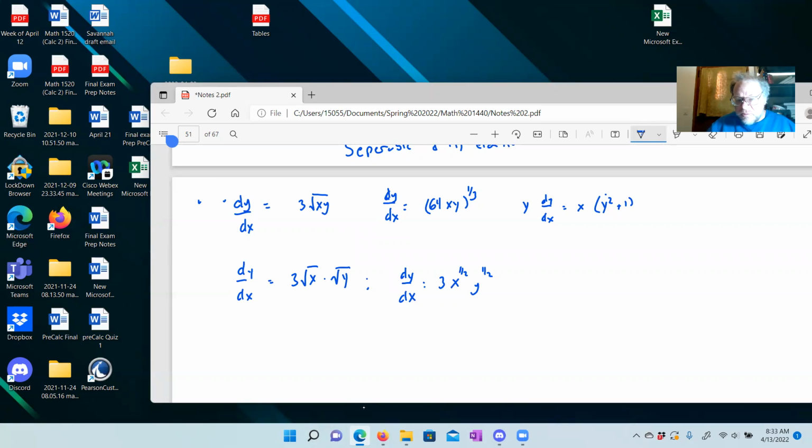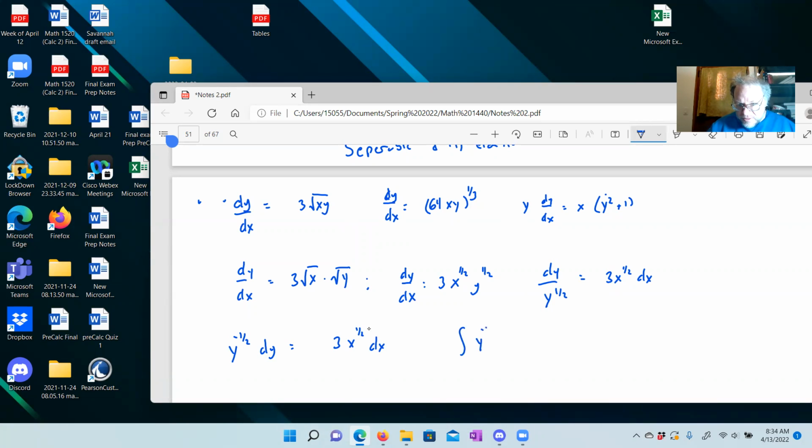And now we're just going to push all the y's on one side, all the x's on the other side. So we're going to have dy over y to the 1/2 is equal to 3x to the 1/2 times dx. Now we've got one more step before we can integrate. This is y to the negative 1/2 dy is equal to 3x to the 1/2 dx. Notice we just have y's in this part of the equation and just x's in this part, so we can go ahead and integrate both sides.